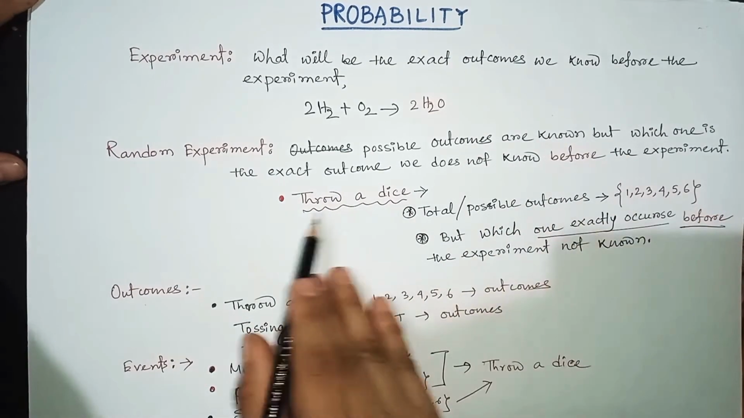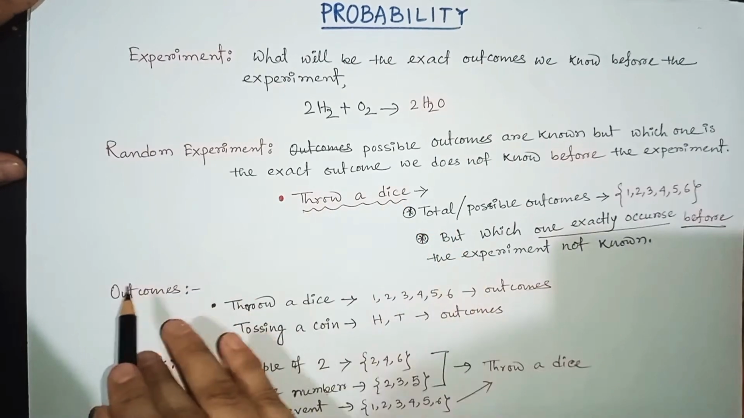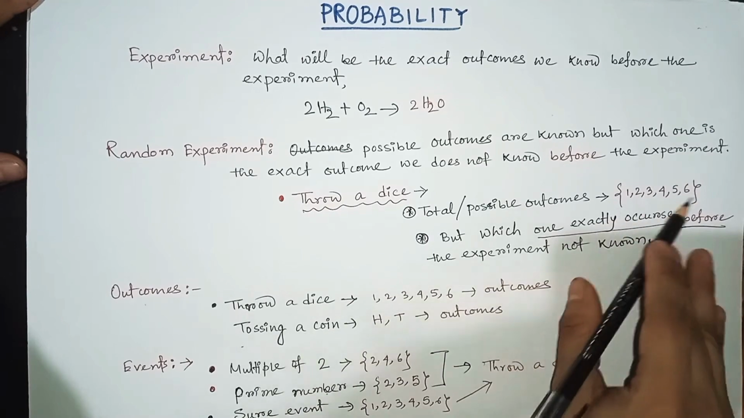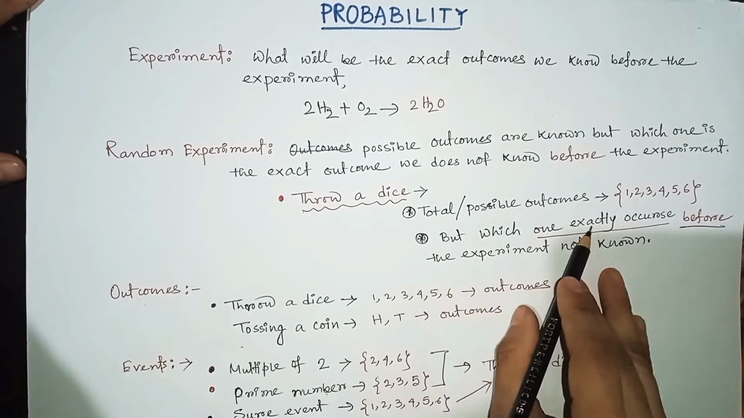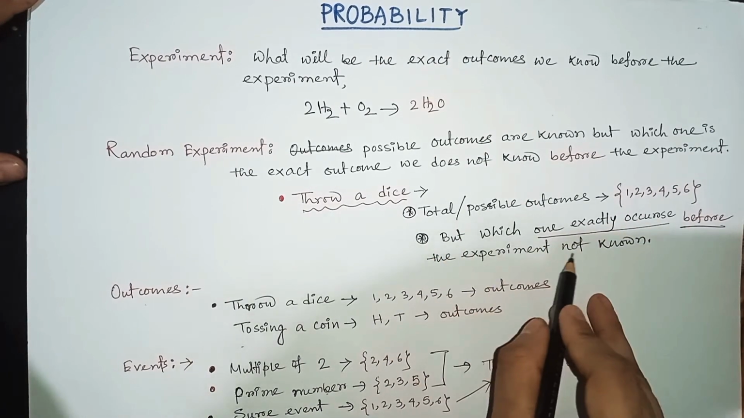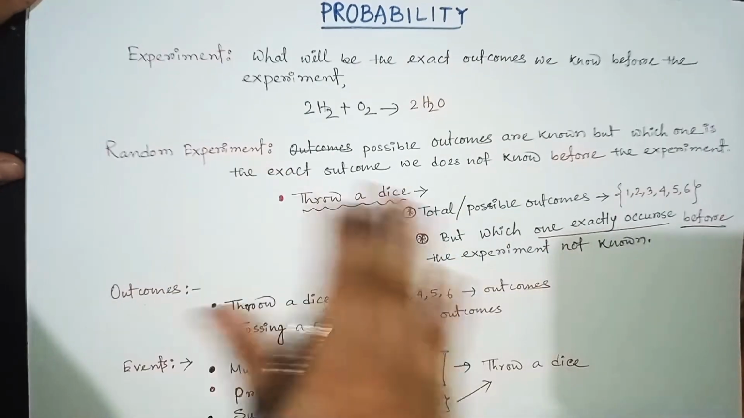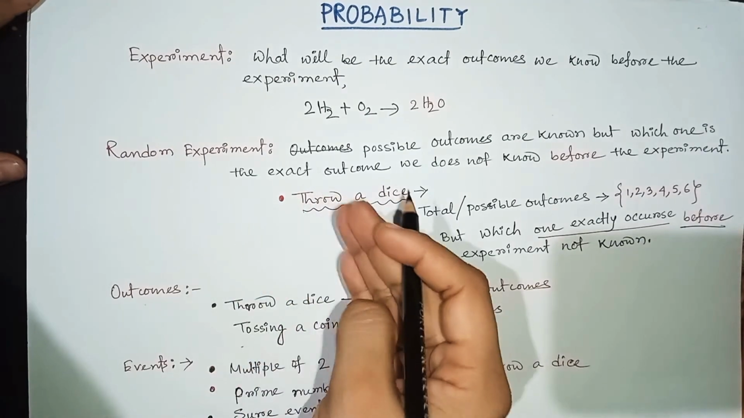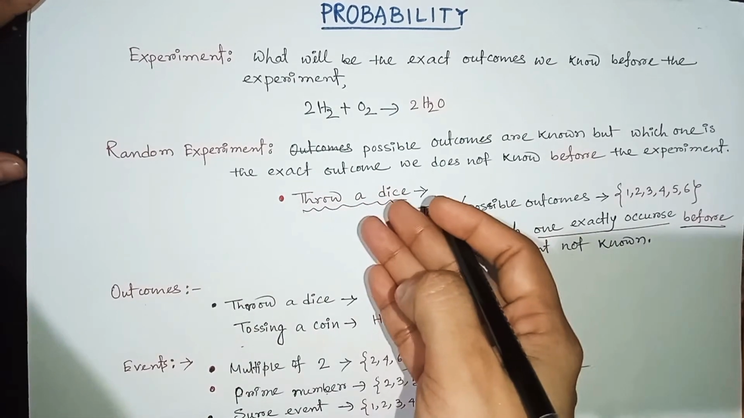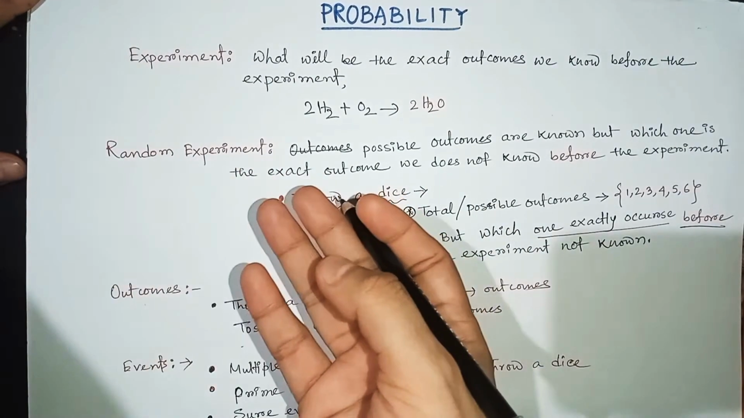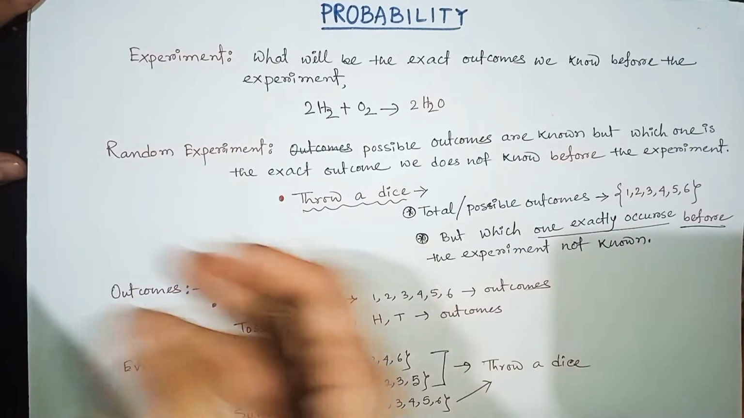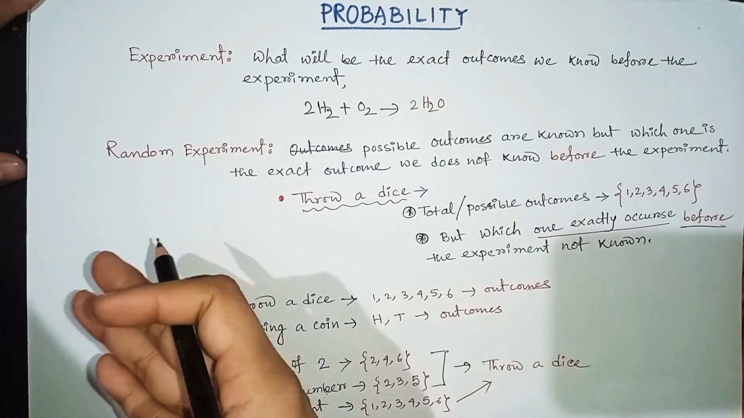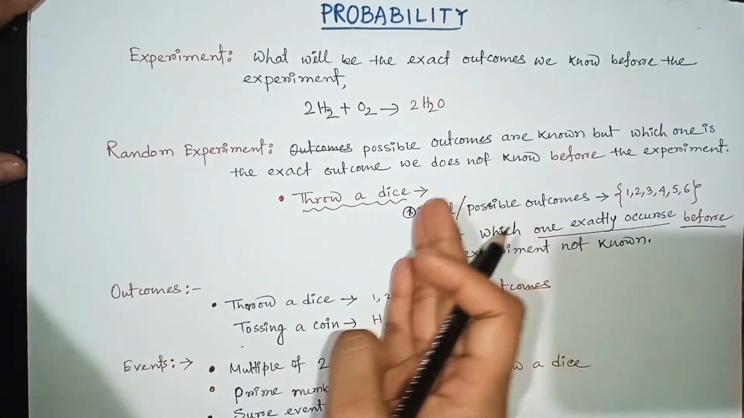Before the experiment, like throwing a dice, you know the possible outcomes, maybe 1, 2, 3, 4, 5, 6. But which one exactly occurs is not known by us before the experiment. This type of experiment is called a random experiment. Throwing a coin, tossing a coin, selecting some balls from so many balls, these are random experiments. Random means randomly, or without any bias.